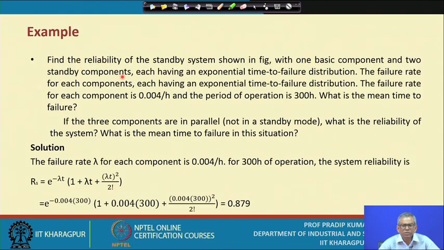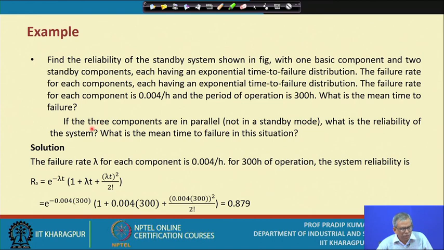Now here is just one example I will go through. Find the reliability of a standby system shown in the figure. The figure shows one basic component and two standby components. That means n equals 2, and we are assuming an exponential time to failure distribution. The failure rate for each component is 0.004 per hour, and the period of operation is 300 hours. Is it okay? The time must always be mentioned for computing reliability.